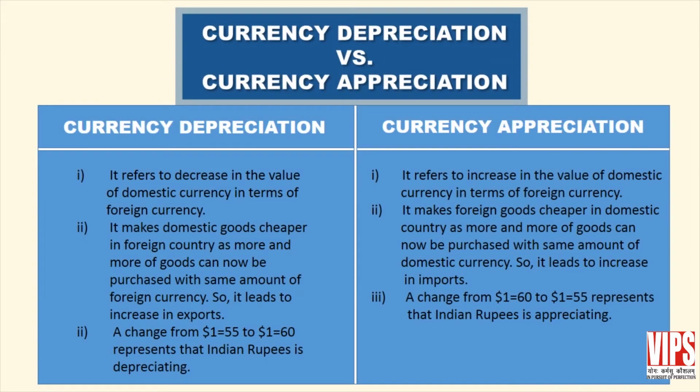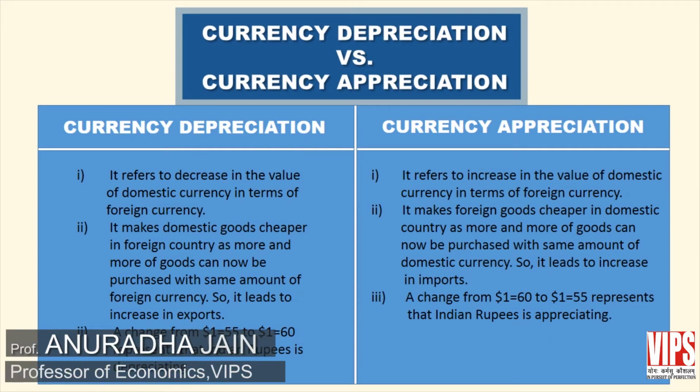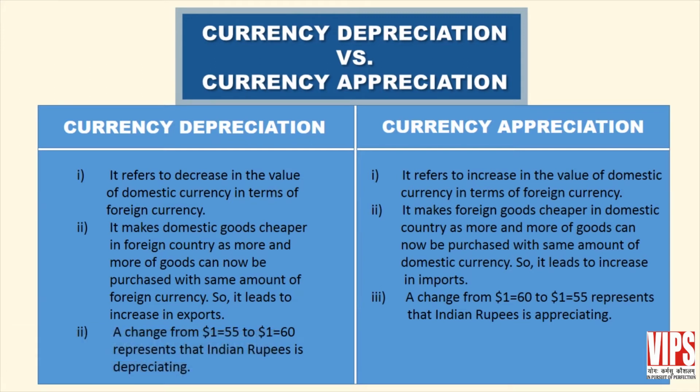As discussed in the earlier slide, the foreign exchange rate is not static and keeps on changing with the change in the market demand and supply of that currency. Whenever there is a change in the exchange rate, the terms we use are depreciation or appreciation. Currency depreciation refers to the decrease in the value of domestic currency in terms of foreign currency. It makes domestic goods cheaper in a foreign country, as more goods can now be purchased with the same amount of foreign currency. So, it leads to an increase in exports.